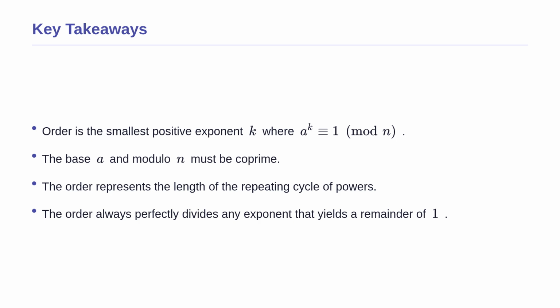They must be co-prime. Third, visually and physically, the order represents the exact length of the repeating cycle generated by multiplying a number by itself. And finally, we proved that the order will always perfectly divide any larger exponent that also yields a remainder of 1. You now understand the mathematical foundation that keeps our digital communication secure. Great job working through these concepts.